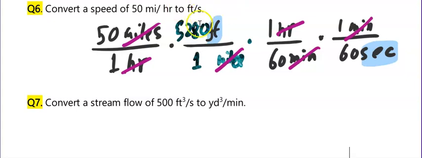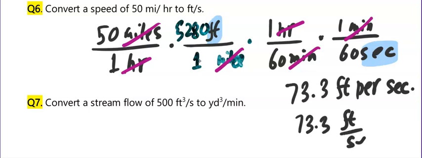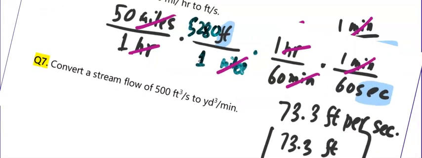So feet per second. To simplify, you multiply 50 with 5280 with 1 and 1, whatever you get in the numerator, you multiply the denominator all in your divide, and use a calculator, and you will find that it is going to be 73.3 feet per second. Or you can write it this way, 73.3 feet divided by second. That's the same thing.